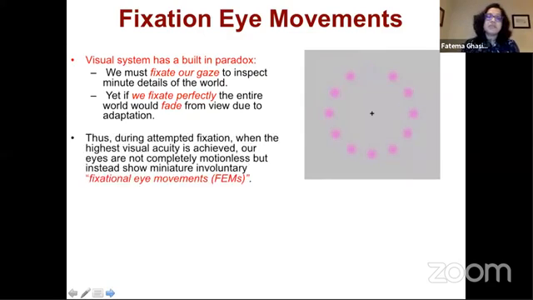Thus, during fixation, to thwart neural adaptation, when the highest acuity is achieved, our eyes are actually not completely motionless, but we make these small miniature eye movements, which are called fixational eye movements.